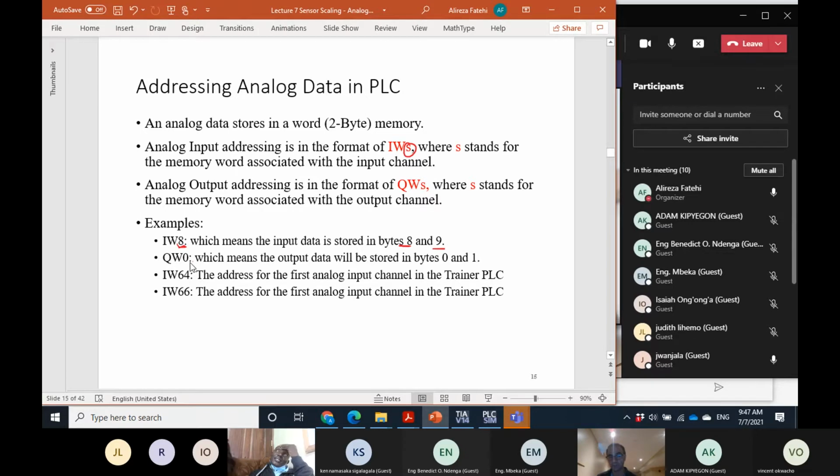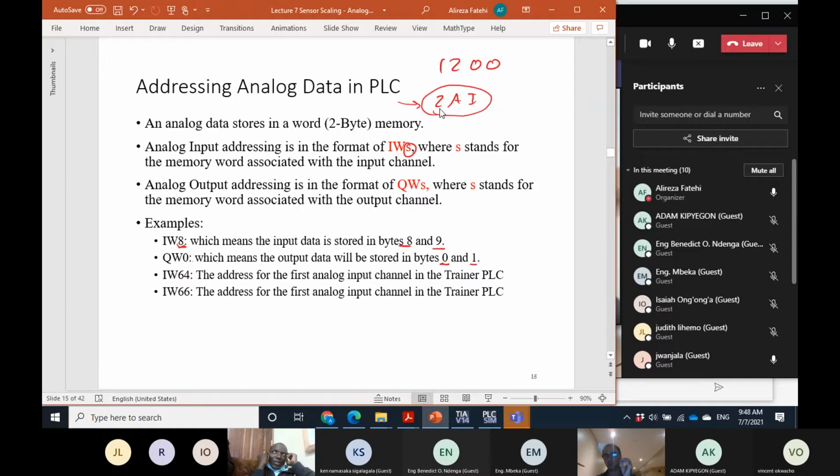QW0, output word 0, represents an output where the data is stored in byte number 0 and 1. Okay, the question could be this. In that 1200, PLC 1200, we have two analog inputs. What is the memory address for these two analog inputs? What are the memory addresses?